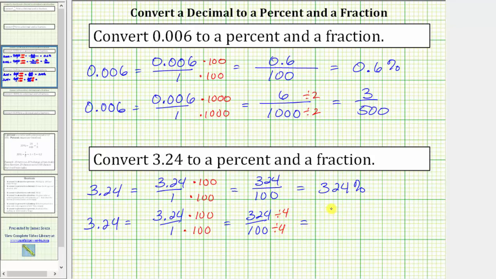324 divided by 4 is equal to 81. 100 divided by 4 is equal to 25. This is a simplified fraction for 3.24. I also want to mention, using place value, we read 3.24 as 3 and 24 hundredths. And if we write this as an improper fraction, the denominator is 100, and the numerator is 100 times 3 plus 24, which is 324 hundredths, which we had here, and we know we'll simplify to 81 25ths.